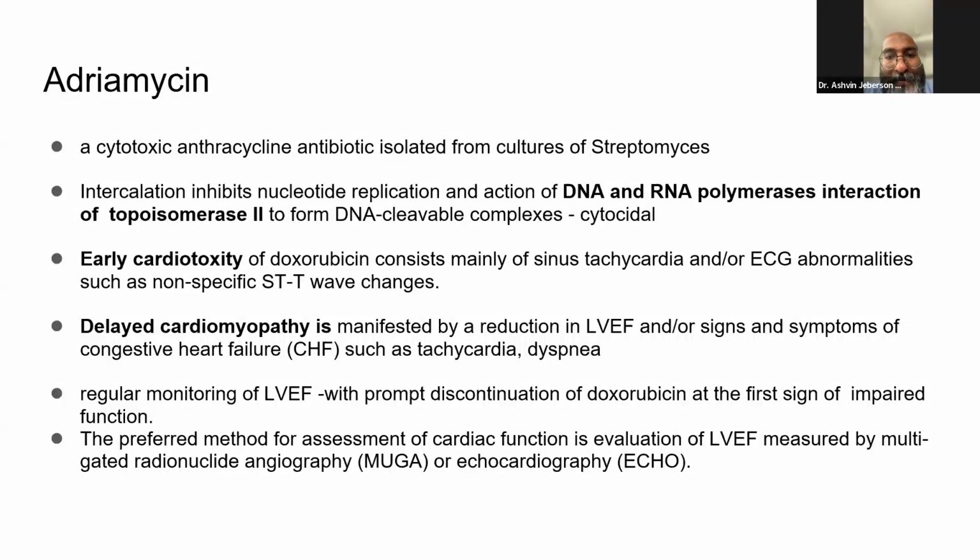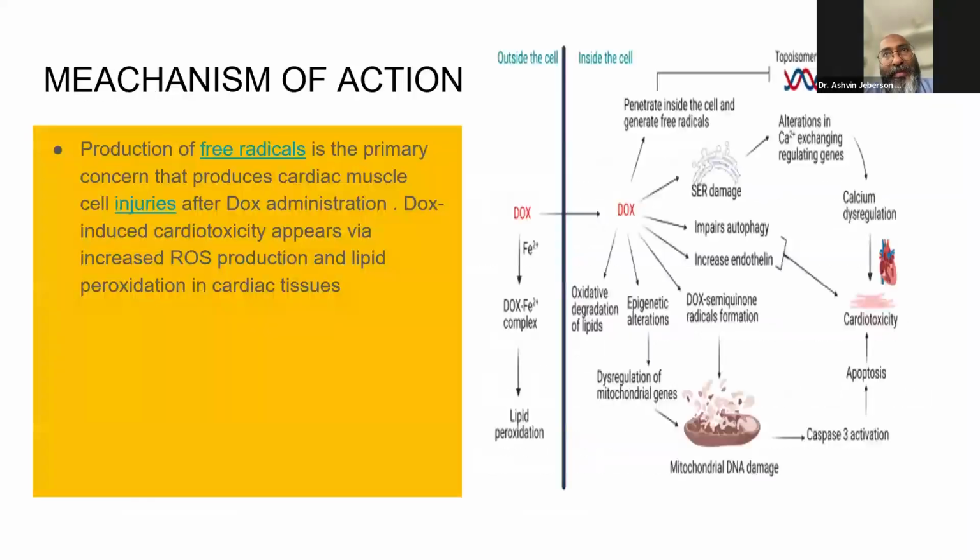It inhibits topoisomerase 2, and basically it inhibits nucleotide replication and also the DNA-RNA polymerase integration. It comes in the form of powder. You have to ensure that you give the drug as a bolus over 10 to 20 minutes. The main thing is you have to ensure that the IV line is secure, because you don't want to have any extravasation.